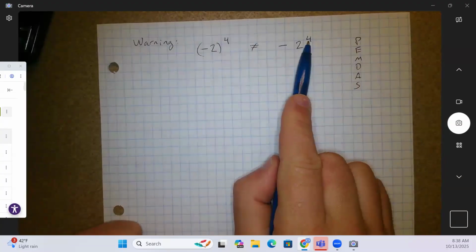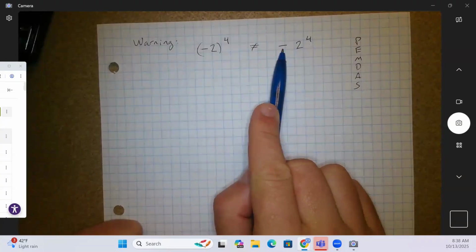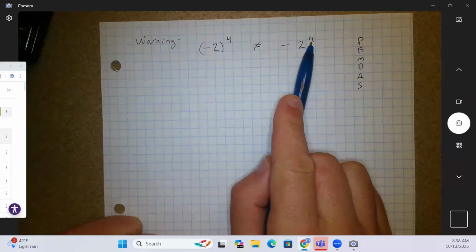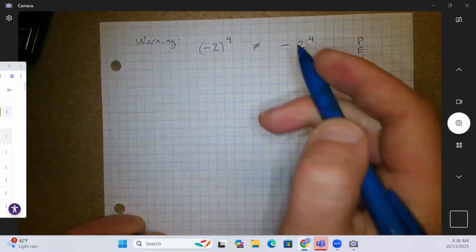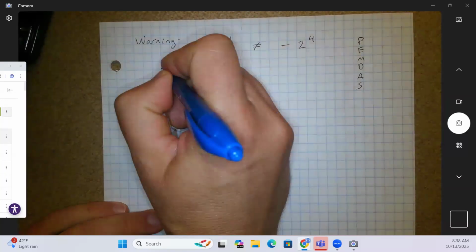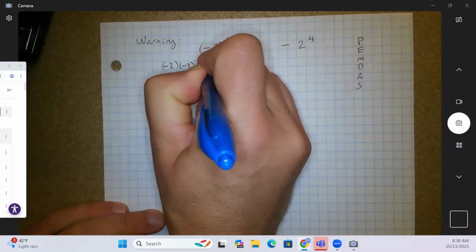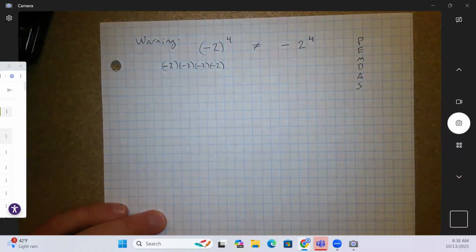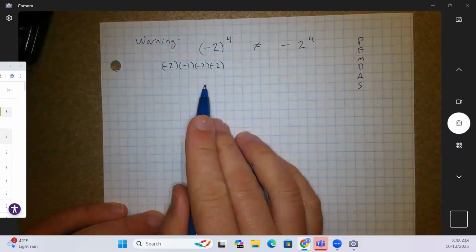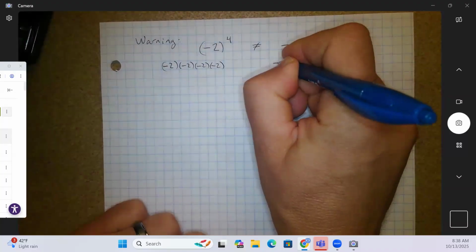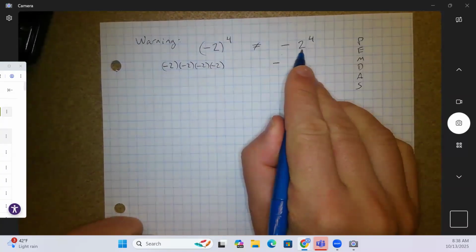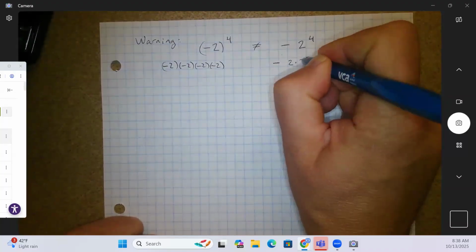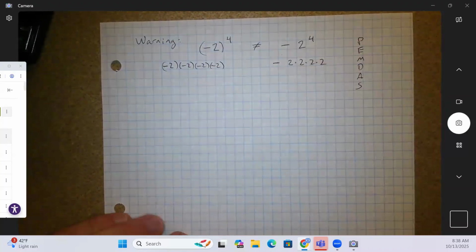We do exponentials before we do multiplication. That minus is like the multiplying by -1. So we would do the 2 to the 4th and then the minus. Over here, and again, I really like it if you write out what this means. That's -2 times -2 times -2 times -2 on the left. But on the right, that minus is not part of the base because of PEMDAS. So it's just -2 times 2 times 2 times 2.